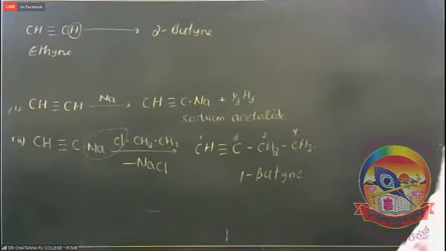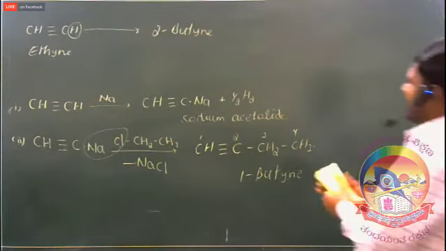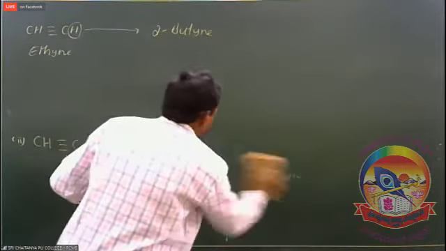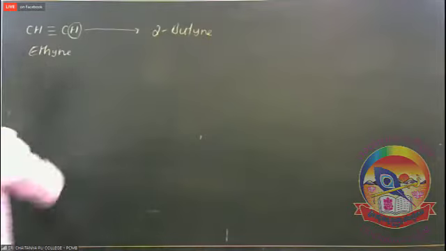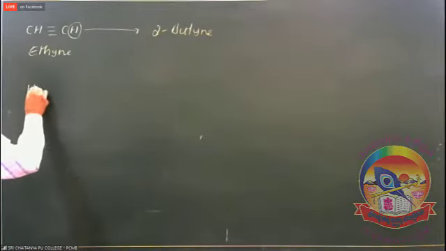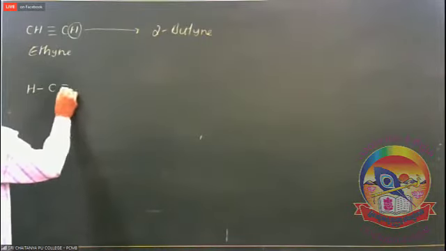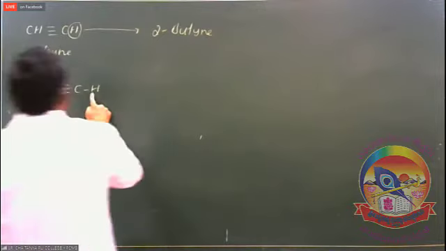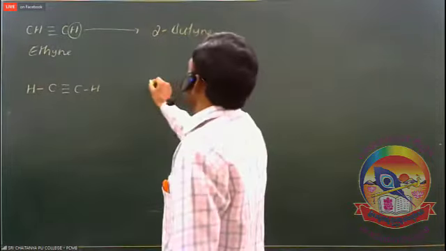How to convert acetylene to 2-butyne? Okay, right. First write the structure of acetylene and the structure of 2-butyne. Acetylene is HC triple bond CH. So this acetylene is converted to 2-butyne.